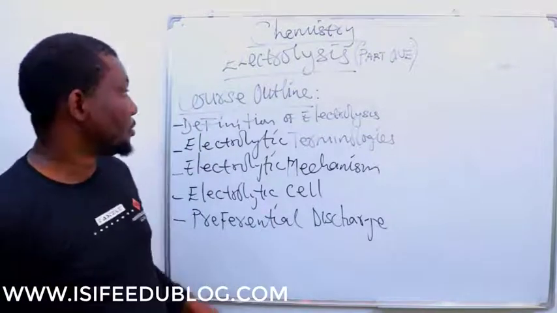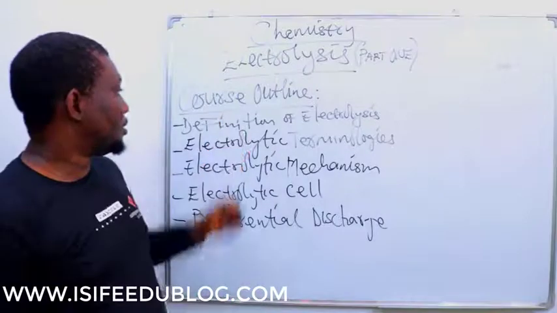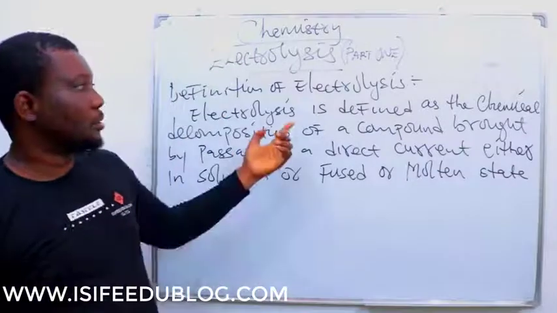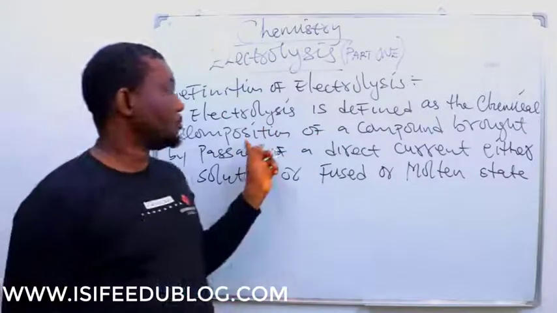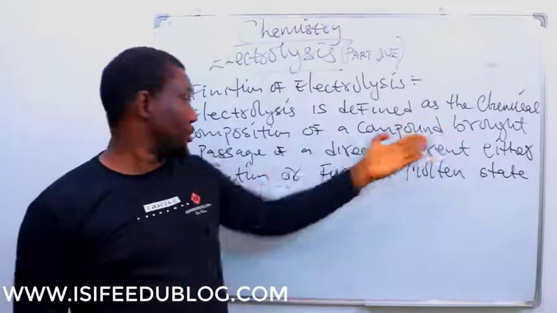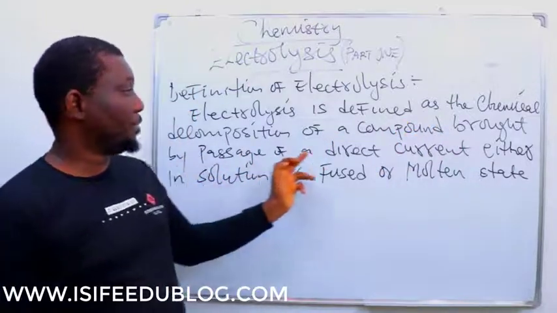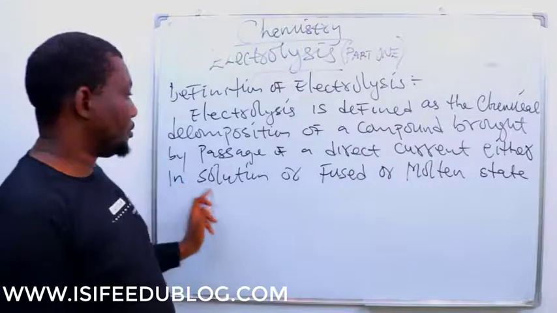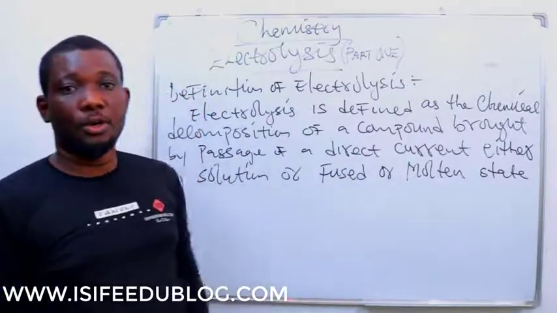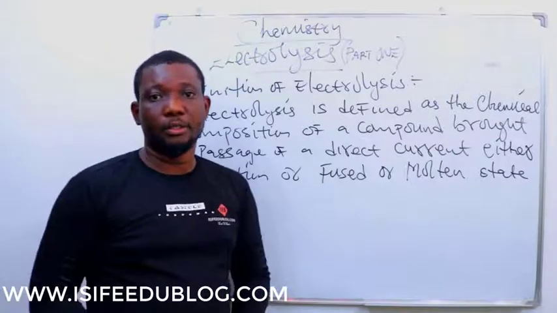Okay, so we start with electrolysis definition. Electrolysis is defined as a chemical breakdown or decomposition of a compound brought by passage of a direct current either in solution or fuse or molten states of such compound.